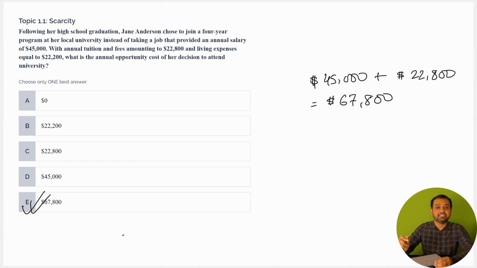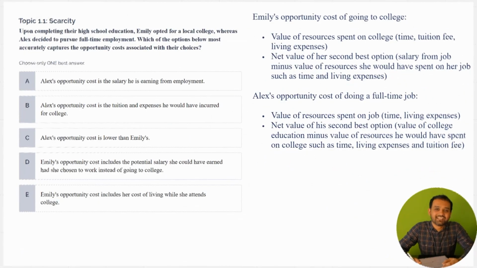In this question, we are given a scenario where two people have made their choices while giving up their next best option. So Emily here has opted for local college. That means she has given up the chance to do some other things.